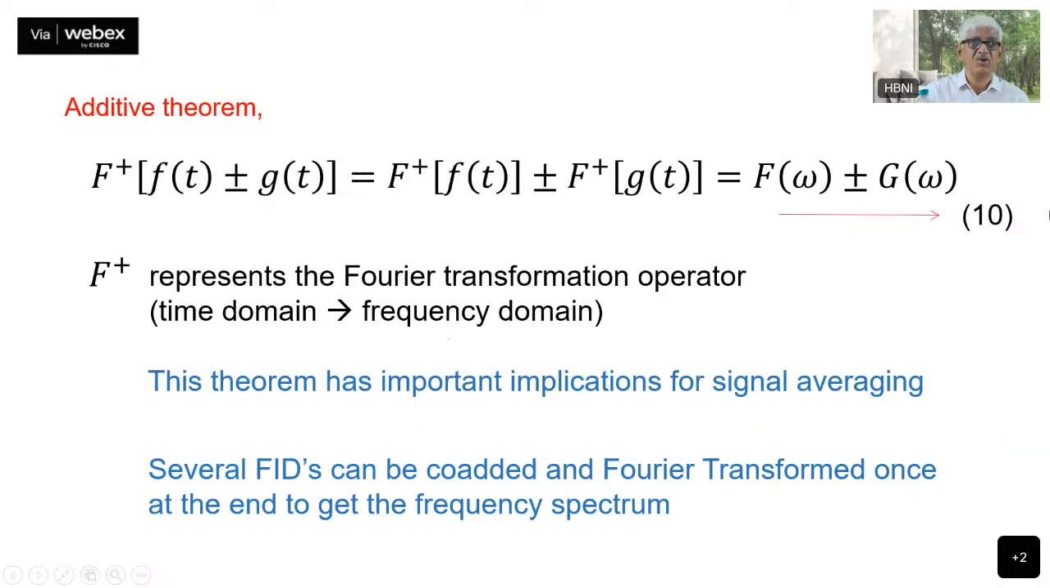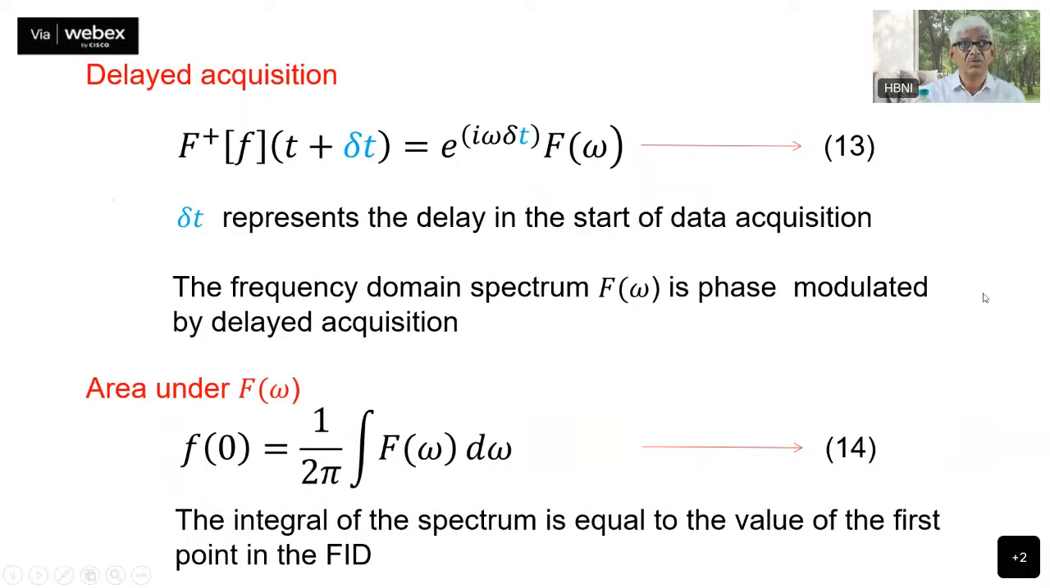This is the additive theorem of Fourier transform. If you collect the time domain data first and then keep on adding, signal averaging in the time domain, and you do Fourier transformation at the end, you don't have to Fourier transform every FID, in the sense every scan. So you collect a number of scans, 12 scans, 16 scans, 20 scans, whatever scans you collect. After that you Fourier transform. That is effectively equivalent to doing Fourier transformation and adding them. Therefore, this is the additive principle which saves a lot of our processing time. For implications in signal averaging, several FIDs can be co-added and Fourier transformed once at the end to get the frequency spectrum.